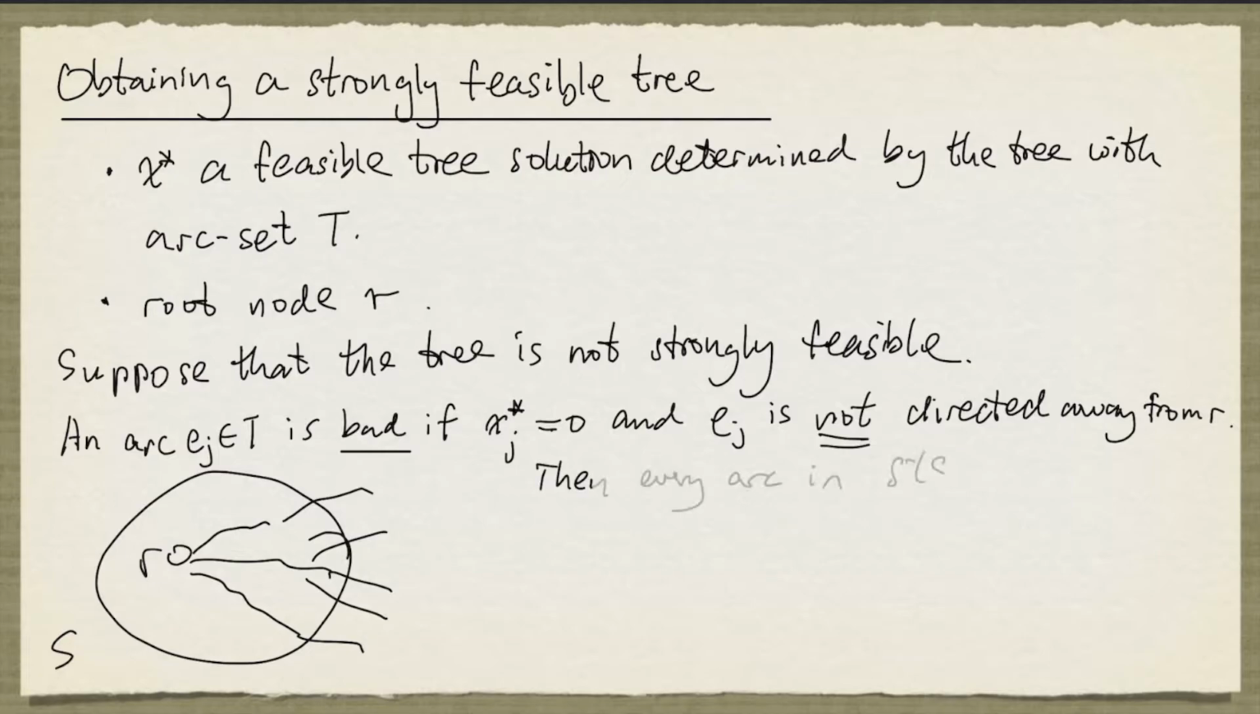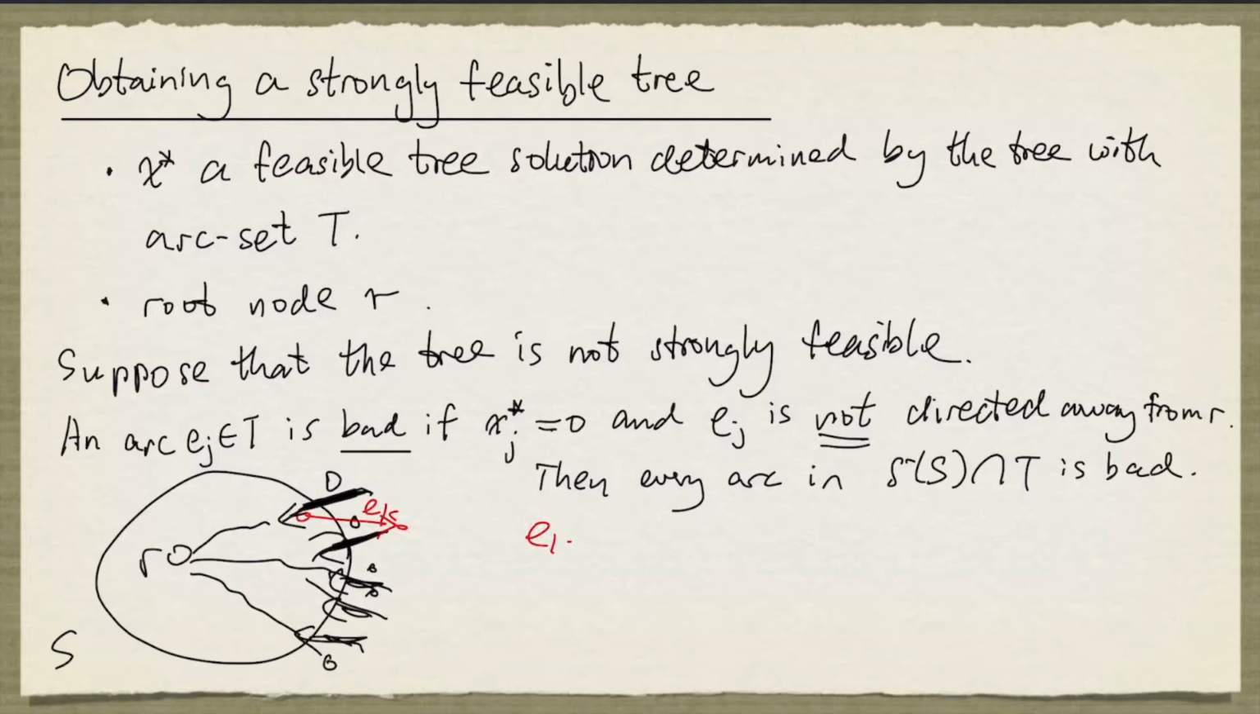Then what happens is every tree arc that goes into S must be bad. So here, if we look at this arc going in, these have flow value 0. We'll now consider two cases.